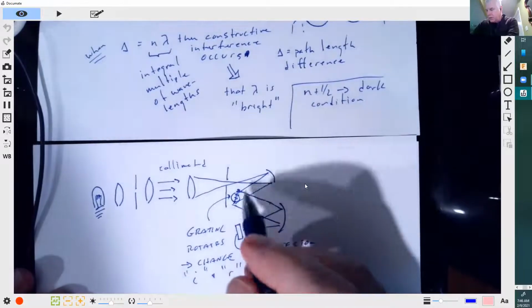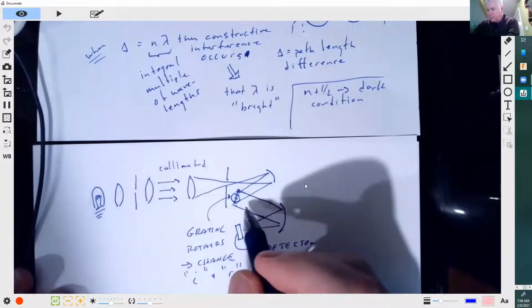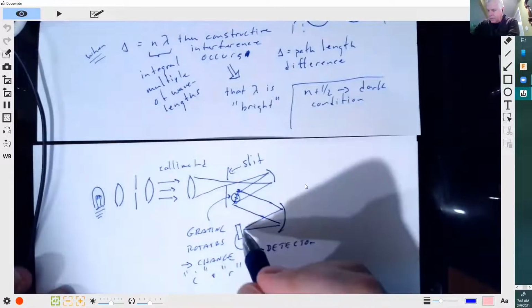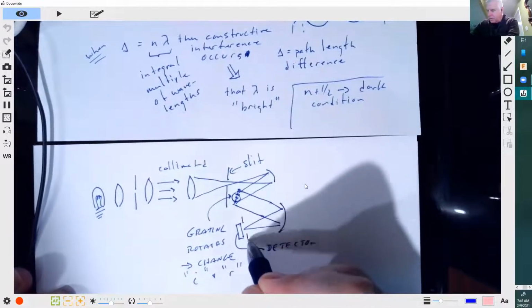Normally there's a slit here too. This is called a slit. There's a slit here too.